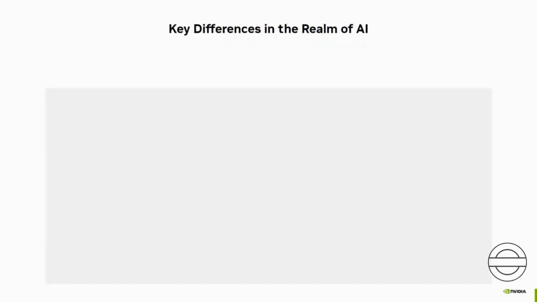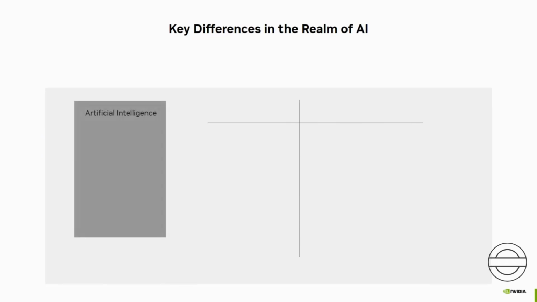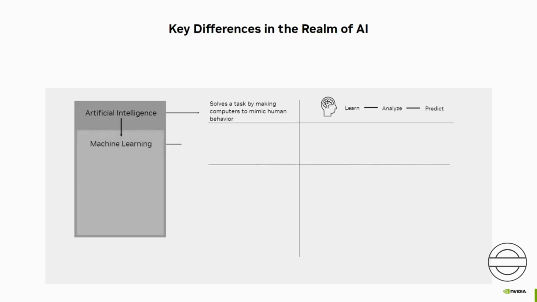Let's summarize the key differences in the realm of AI we've covered till now. When most technology companies talk about doing AI, they're talking about using machines to mimic human abilities to learn, analyze, and predict. Machine learning achieves that by using large data sets and sophisticated statistical methods to train a model to predict outcomes from new incoming information.